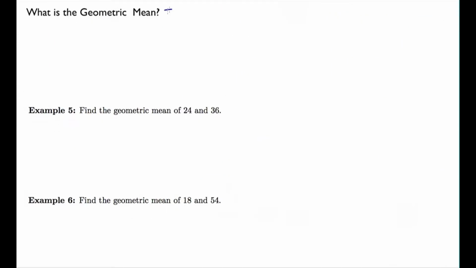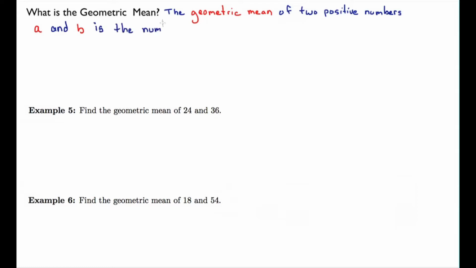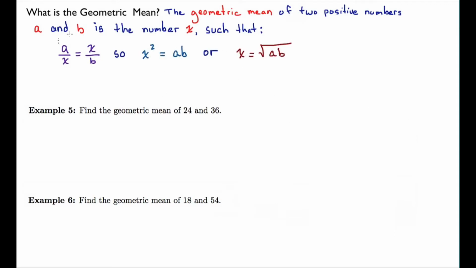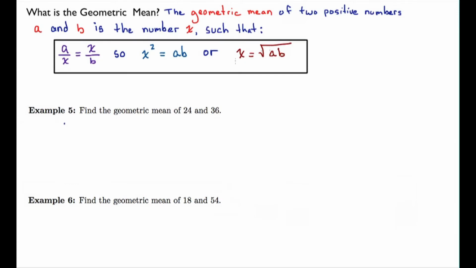Okay, what is the geometric mean? We've kind of been using it here without knowing it. The geometric mean of two positive numbers, a and b, is the number x such that a over x equals x over b, so that x squared equals a times b, or x equals the square root of ab. So there's three different formulas. They all mean the same thing.